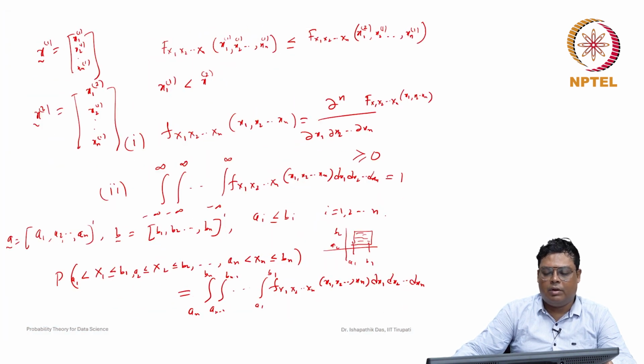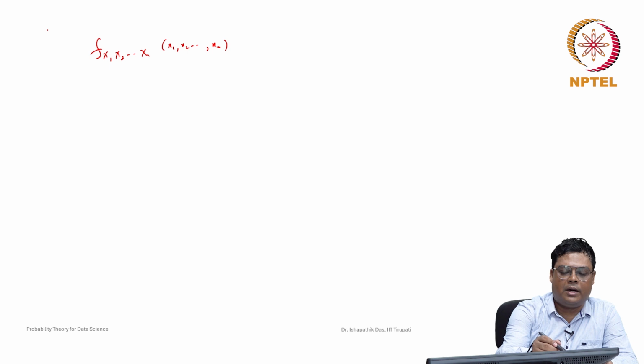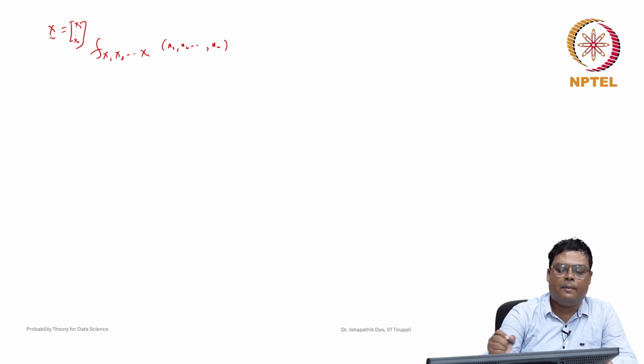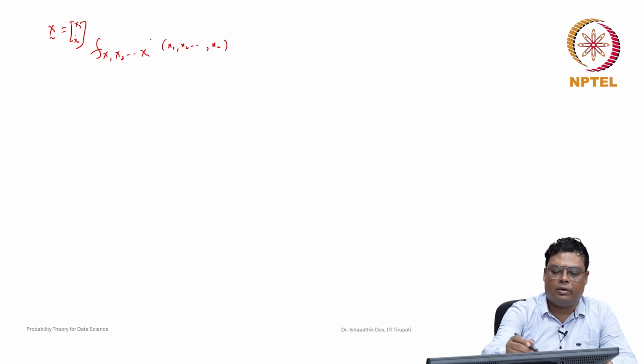Next we will discuss how we can find the marginal probability density function if you know the joint probability density function. Suppose we know the joint probability density function, that means we know f of x1, x2, ..., xn for a multivariate random variable X, which we represent by the vector (x1, x2, ..., xn). This joint probability density function we know for all x1. So let us discuss that.